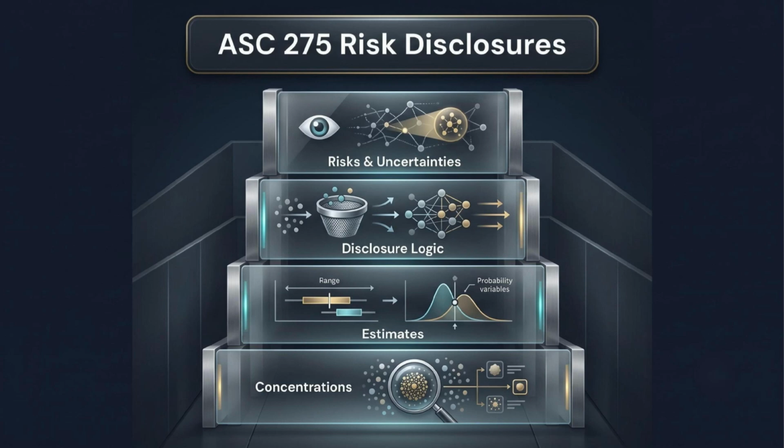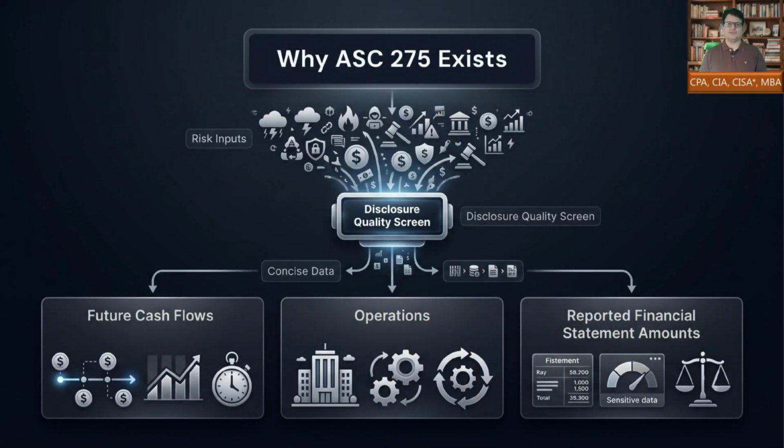It helps preparers avoid both extremes, hiding important risk and filling the notes with every possible fear that may never matter. ASC 275 exists because financial statements should communicate useful uncertainty, not every possible risk in the universe. Every entity faces competition, regulation, market change, supply problems, employee issues, technology change, and economic pressure. If every risk were disclosed equally, users would drown in noise. The standard focuses attention on risks and uncertainties that are relevant to the entity and useful to users. In other words, good disclosure is not about saying more, it is about saying the right things clearly.